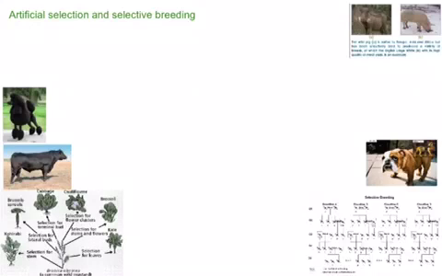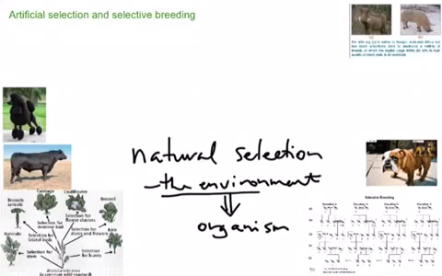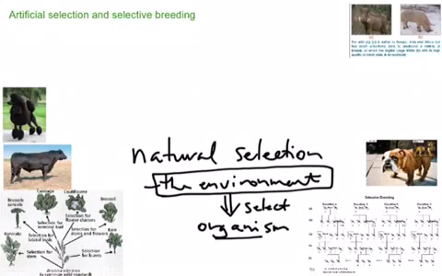And it's worth remembering at this point that natural selection involves the environment of the organism doing the selecting. So the environment puts pressure on the organism for its survival. So in that sense, it's the environment or the elements in the environment that select those organisms that are best able to survive in that environment.